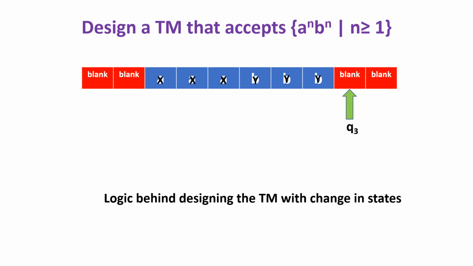Once you are in state Q3 and you have come across a blank, it means the number of A's is equal to the number of B's. Hence, change the state from Q3 to Q4, where Q4 is the final state, and you can move either towards the left or right. Since you have reached the final state Q4, the string is accepted. So this is how we go about changing the states when needed.